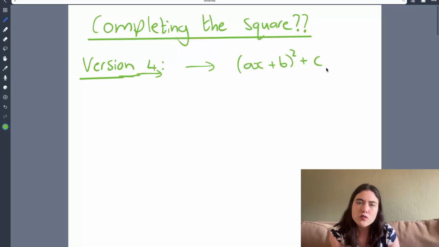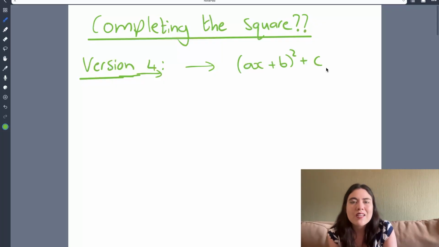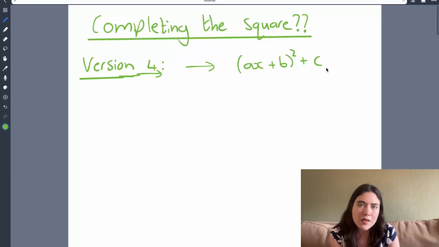Well, we're actually going to approach version 4 a very, very different way because we're not going to complete the square. We are just going to find a, b, and c individually. Now, version 4 can only come about if the number in front of x squared is a square number. So 4 or 16 or 9. But any number that is not a square number, this will not work. It's also the rarest of all the versions, but I have seen it come up in past papers before, so it would be very bad of me to not cover it.